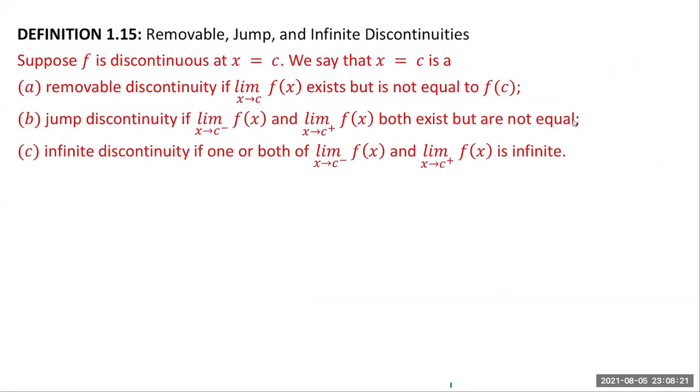Next, we have this definition 1.15. We are going to talk about removable, jump, and infinite discontinuities. What do you mean by a removable discontinuity? First of all, suppose f is discontinuous at x is equal to c. We say that x is equal to c is a removable discontinuity if the limit as x approaches c of f of x exists, but it is not equal to your function value at x is equal to c. Let's look at an example for this.